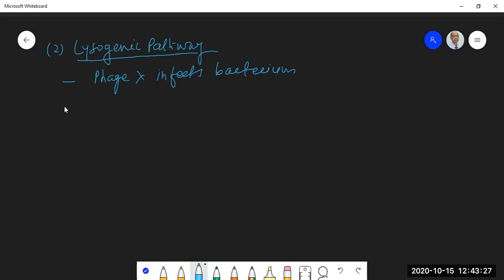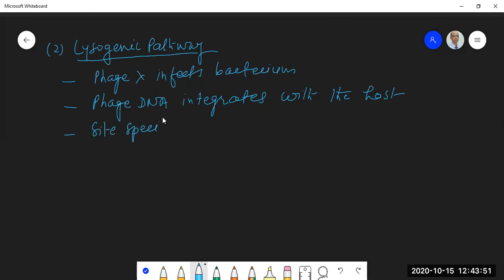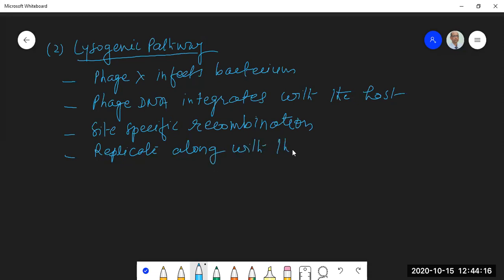And after infection, the phage DNA integrates with the host DNA. And this integration takes place by what is called site-specific recombination. And once it has been integrated, this phage DNA can replicate along with the host DNA. It can replicate along with the host DNA for an infinite number of times, for generations.